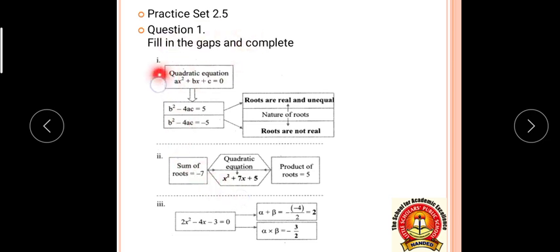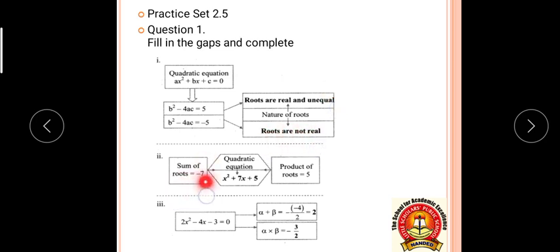Now see the first question. Fill the gaps and complete. See, the quadratic equation is x square plus bx plus c is equal to 0. So what is b square minus 4ac? It is 5, or it is minus 5. Roots are real and unequal. Listen, if b square minus 4ac is 5, then the roots are real and unequal. If b square minus 4ac is minus 5, negative means roots are not real. Just you have to fill these two blanks.